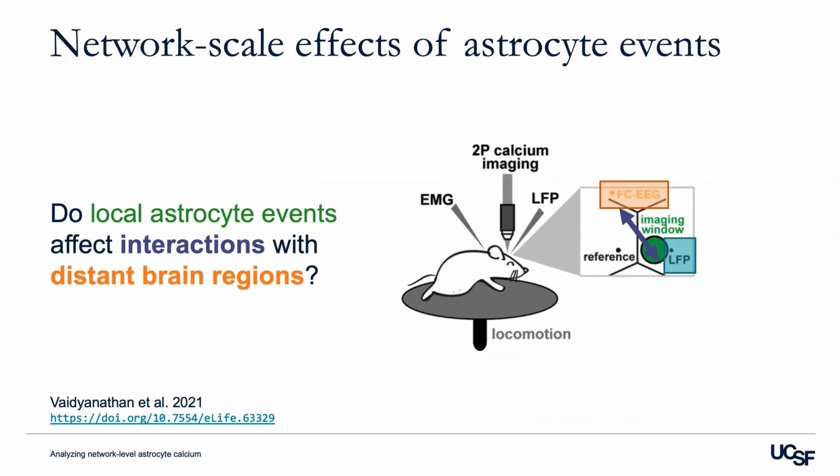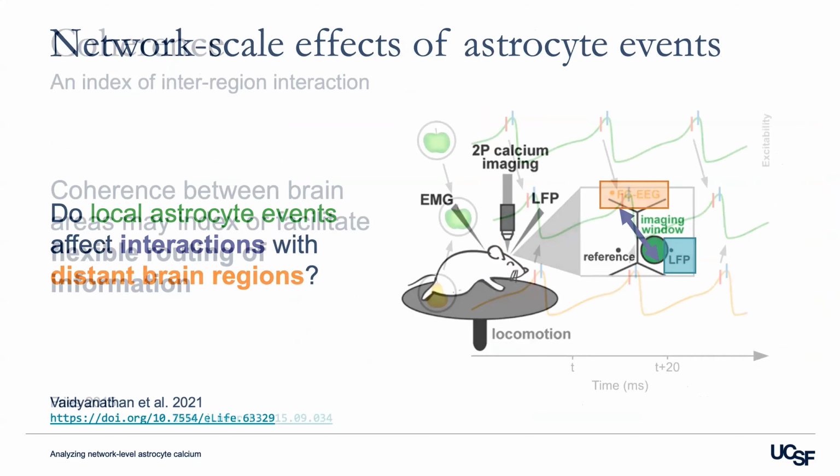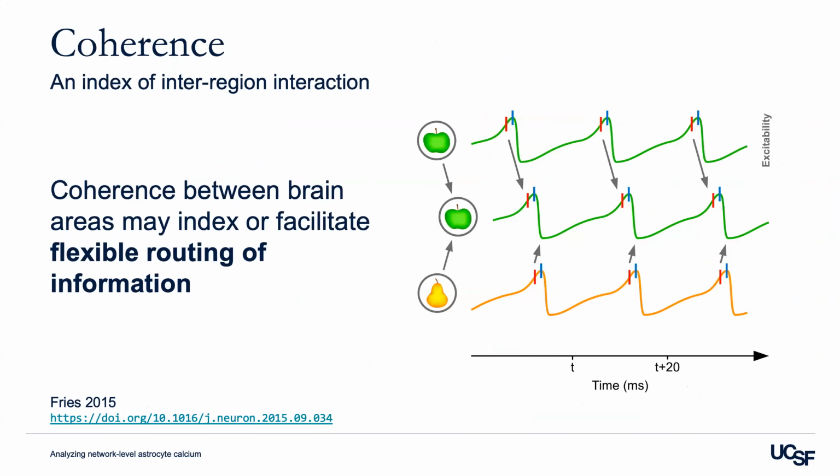So a question that naturally arises then is whether local astrocyte events actually alter interactions between local and distant regions of the brain. So the measure that we used to identify this was coherence, which is the consistency in the phase relationship between the two signals at a particular frequency. And coherence between brain regions has been hypothesized to index or perhaps facilitate the flexible routing of information between brain regions by aligning the more active periods of membrane potential in order to create a window for synchronizing when action potentials are able to propagate from one region to another.